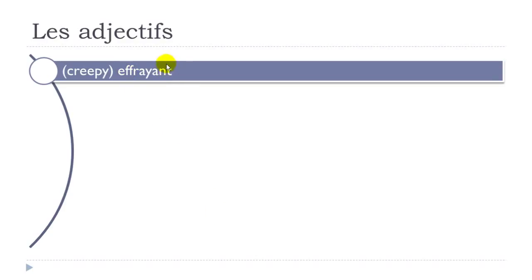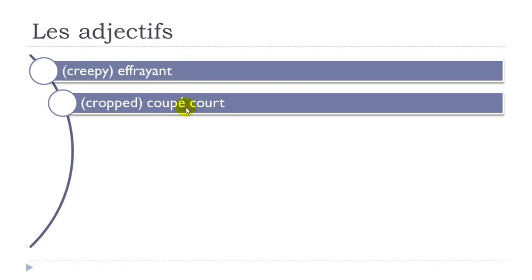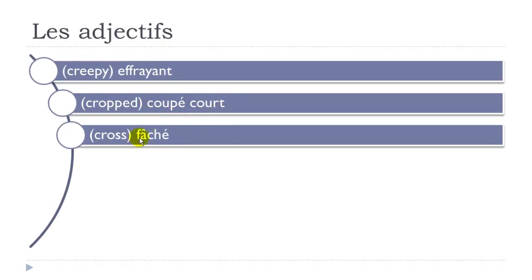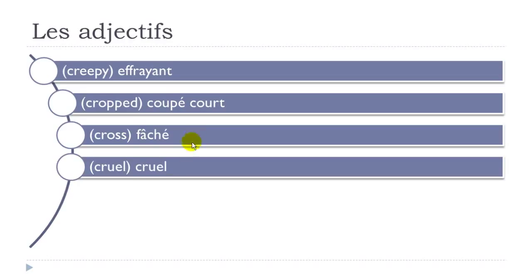Effrayant, okay, remember, final T not pronounced. Effrayant, effrayant. Couper court, final T not pronounced, and here you get this E accent aigu, couper court. Fâché, remember, C and H together, sh, and then E, ché, fâché. Cruel, okay, U here, cruel.